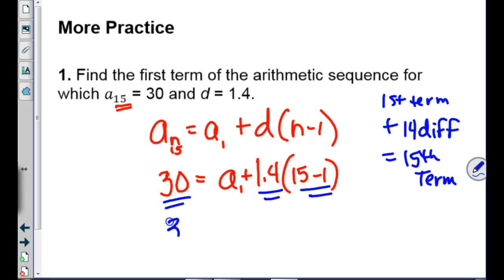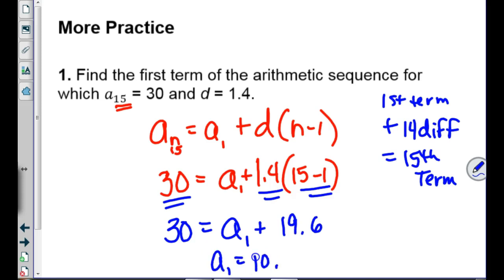All right, so if we do the math, we have 30 equals a sub 1 plus 14 times 1.4. That's 19.6. So if we subtract, we get 10.4. Any questions? We found the first term. 30 minus 19.6, because I'm just solving that equation.